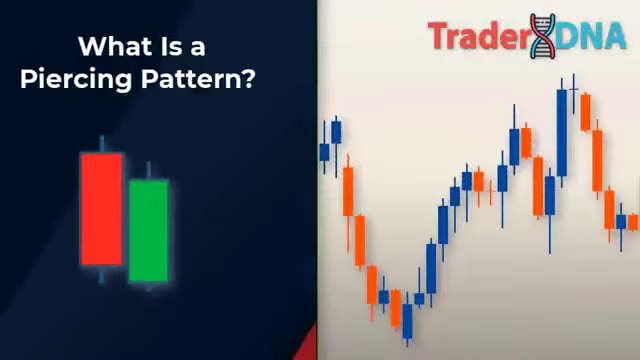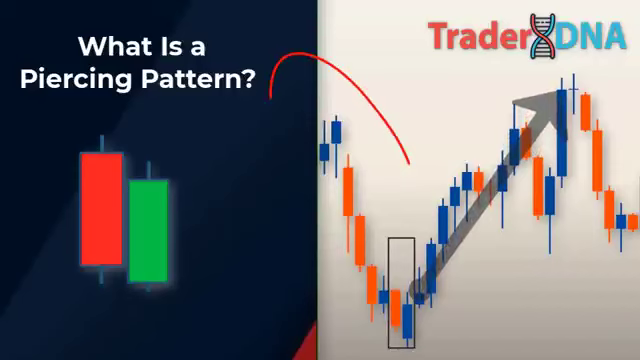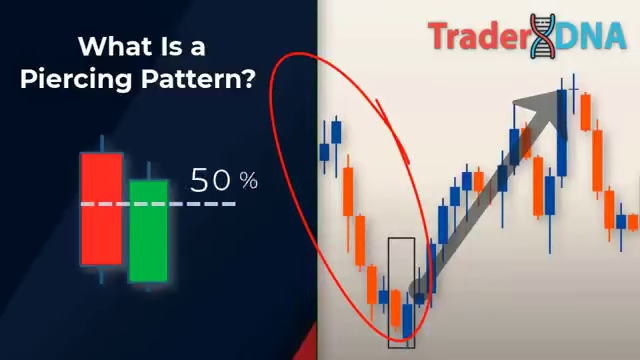The piercing line pattern. What is a piercing pattern? The piercing pattern is a candlestick pattern that signals a potential reversal to the upside. It appears at the bottom of a downtrend and involves a large bearish candle, followed by a bullish candle that creates a new high before closing higher than the midway point of the previous bearish candle.